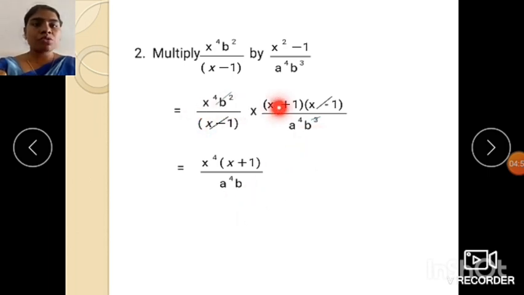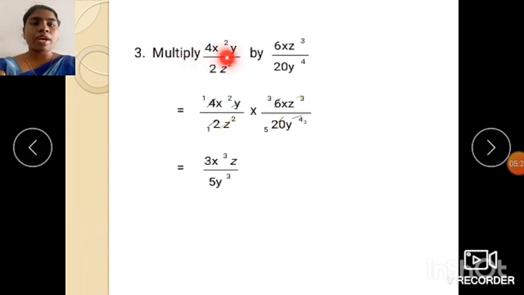Other terms we do not have in common. x power 4 is not in the denominator and x plus 1 is also not in the denominator. So the remaining value, the result, is x power 4 into x plus 1 by a power 4 into b. So the final result is x power 4 into x plus 1 by a power 4 b.